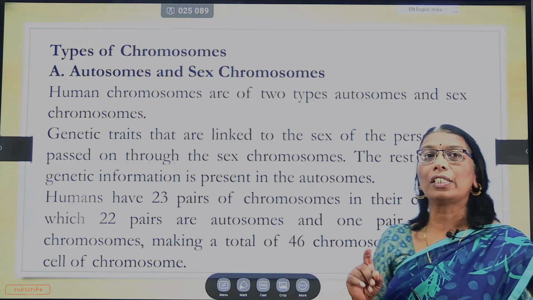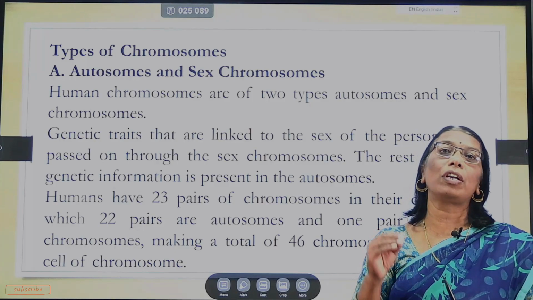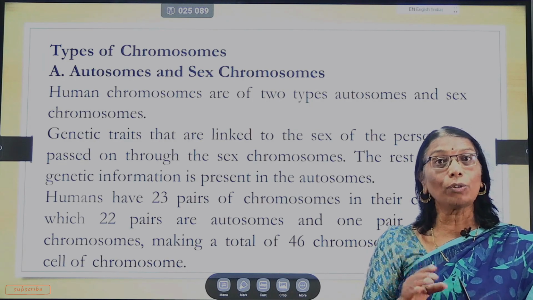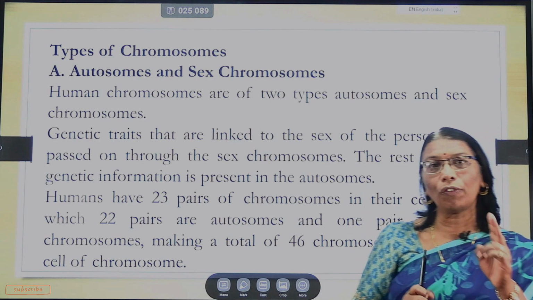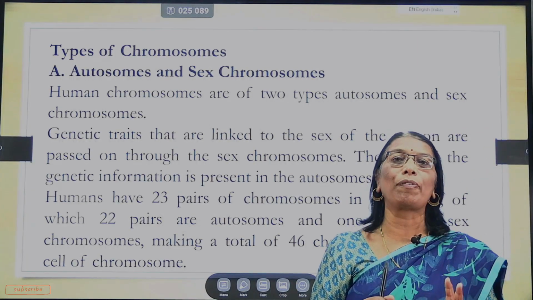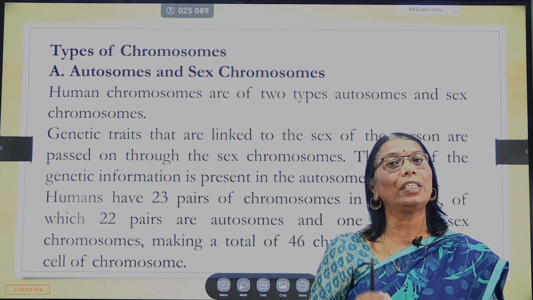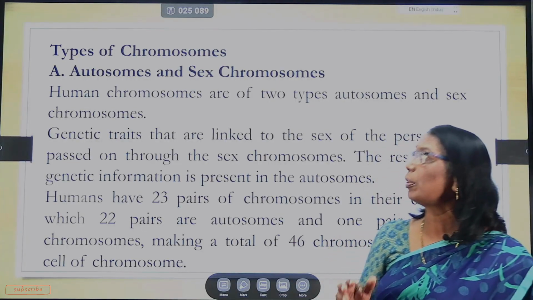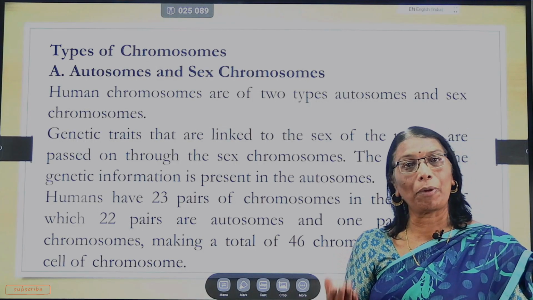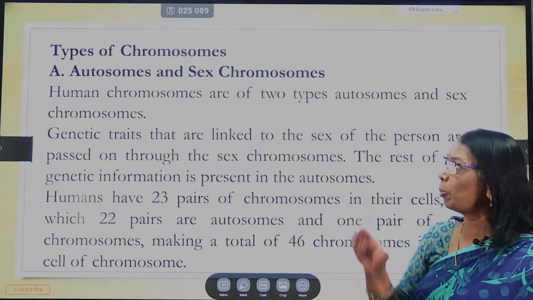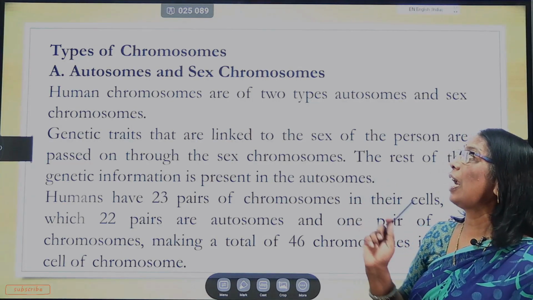In that, first, the chromosomes which have the genes responsible for the body character are termed as autosomes. All of you know that in human beings, two types of chromosomes are present. One is termed as autosomes and another one is termed as sex chromosomes. Autosomes means the genes responsible for the body character are present on that specific chromosome, and therefore these chromosomes are termed as autosomes.